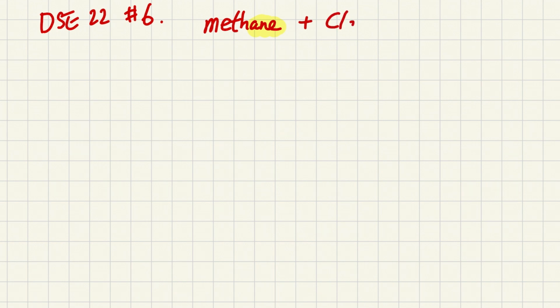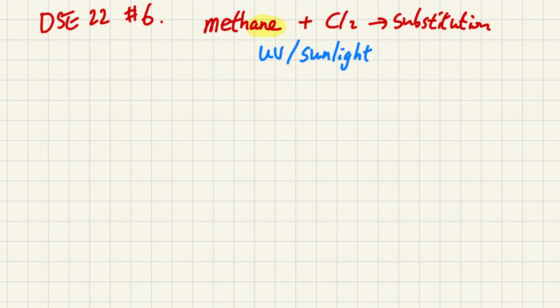2022, Question 6. With methane and chlorine, it is easy for us to predict that it is a substitution reaction because there aren't too many reactions involving alkane. Conditions, again, UV or sunlight or heat is enough.